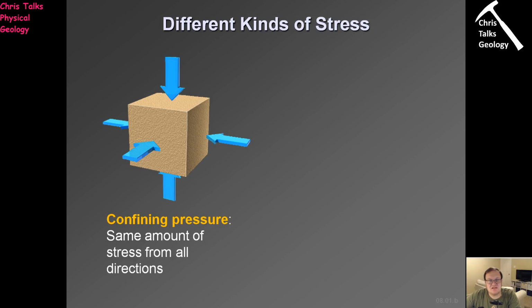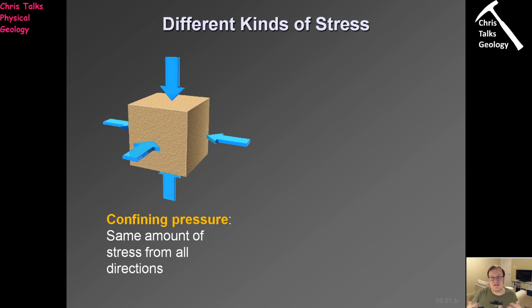So next of all, let's have a think about the different kinds of stress. Well, stress comes in two varieties. Now, the first type of stress is what's referred to as a confining stress. And this is when the amount of stress is equal from all directions. And this is pretty much akin to the kind of stress that we're under.